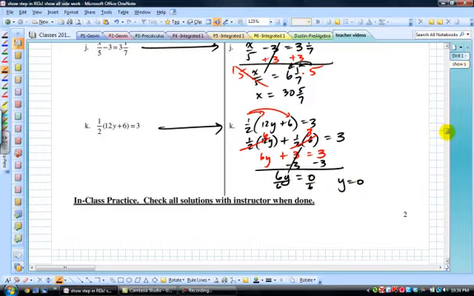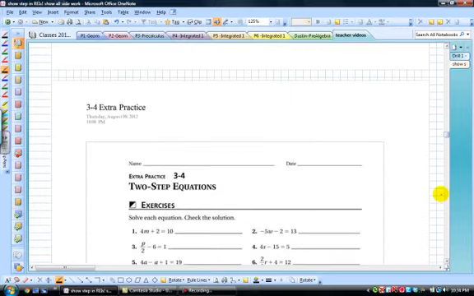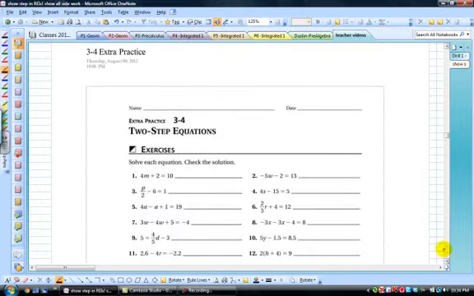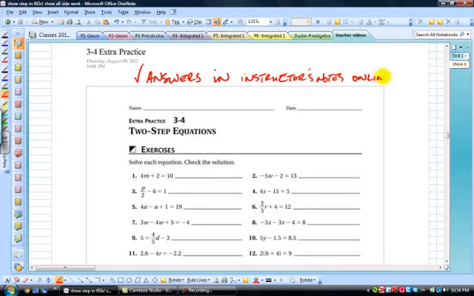Alright, then what I want you to do is turn the page and get started here. Do this work here. Check your answers in the instructor's notes online.